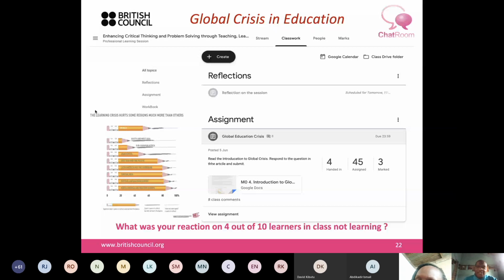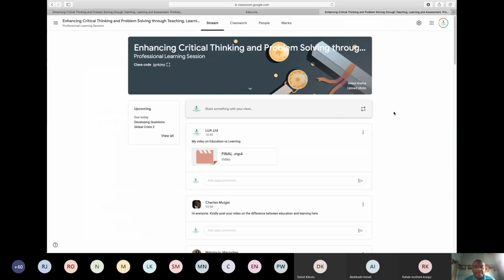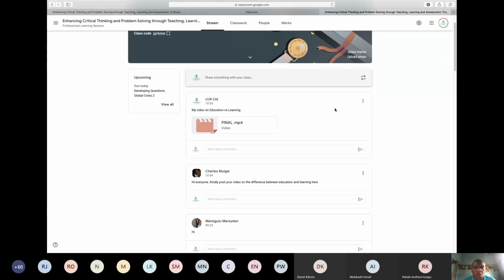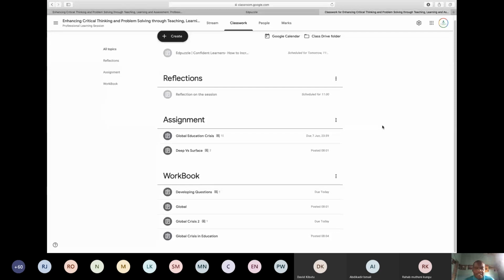So the other assignment which we had was the pencil, which was done very well. So what I'll do, I'll go to the class again and I'll demo to you what happens when you submit. If I go back to class, this is our class. If I go to classwork, this is the assignment which was submitted. The global crisis was given on June. Here you can see, this is what I see as a teacher.